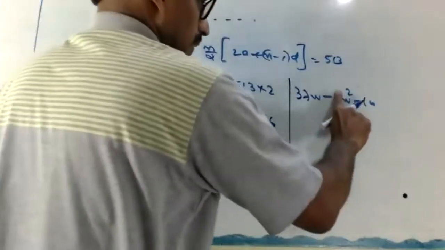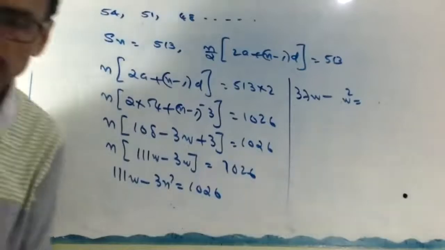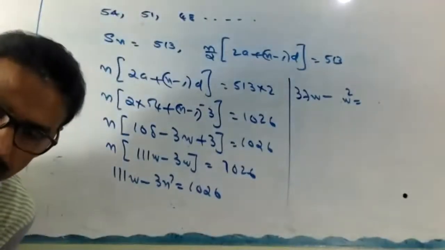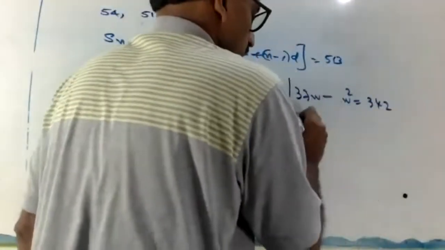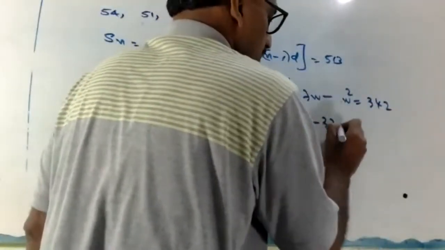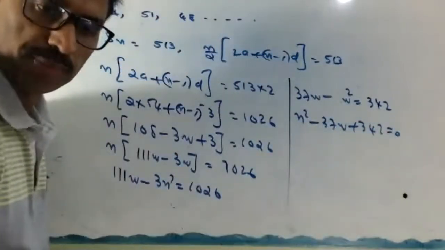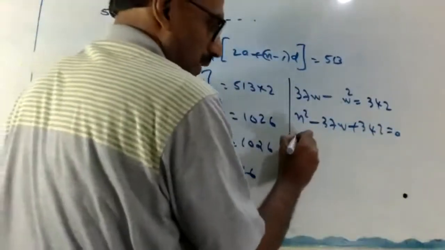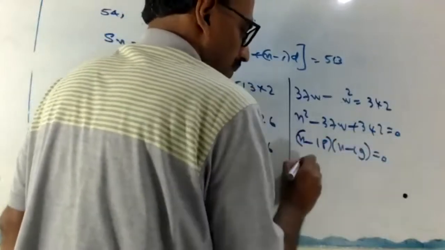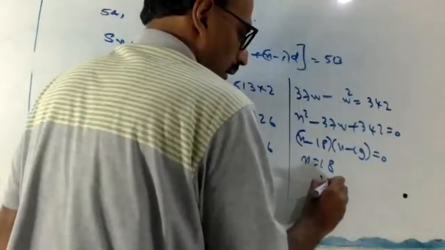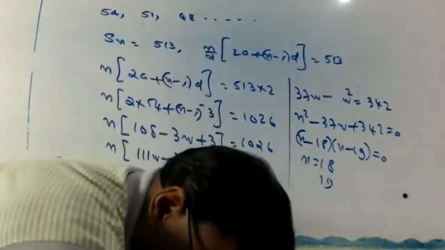So n square equal to... 1026 divided by 3, how much? Anyone? 342. That is n square minus 37n plus 342 equal to 0. If you want, you can split the middle term or use the formula b square minus 4ac. So (n minus 18) into (n minus 19) equal to 0. That means n equal to 18 or 19. Unfortunately, we got two answers. We have to explain that.